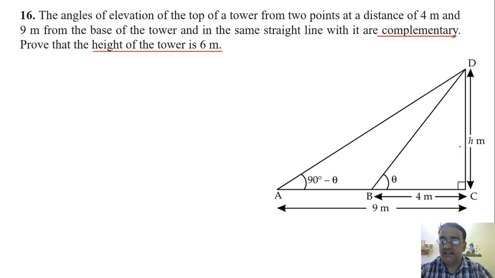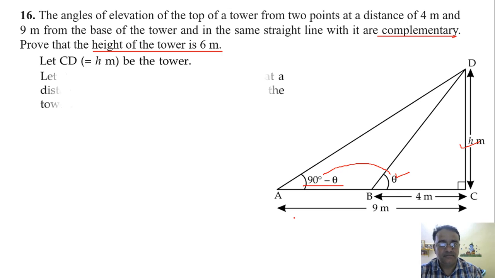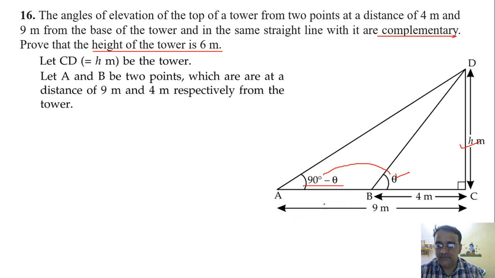CD is the height of the tower, let it be H, and A and B are the two positions such that both the angles of elevation are complementary. So one will be theta and the other will be 90 minus theta, right? Does anyone have any doubt till here? And the distance of A from C is 9 and the distance of B is 4.